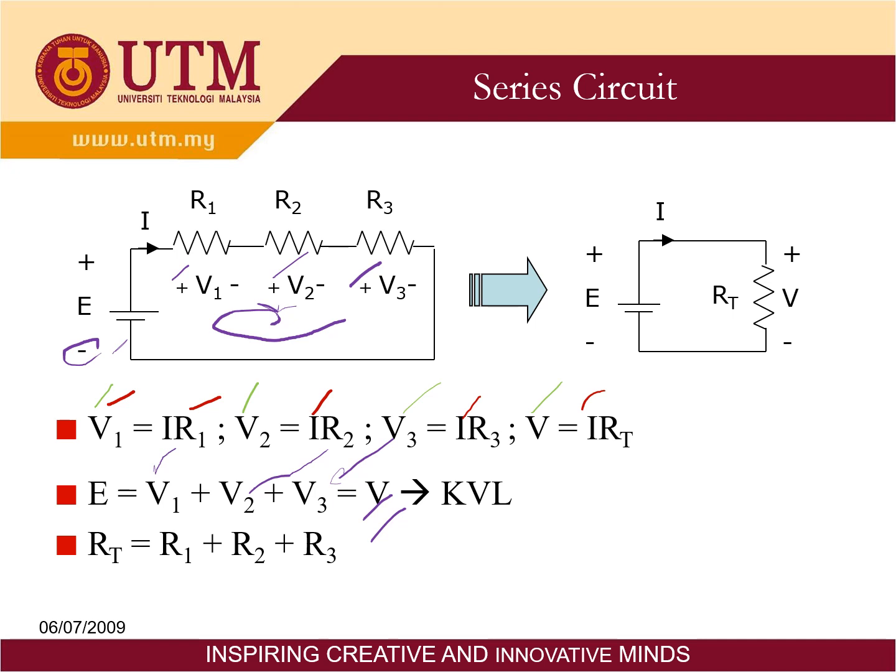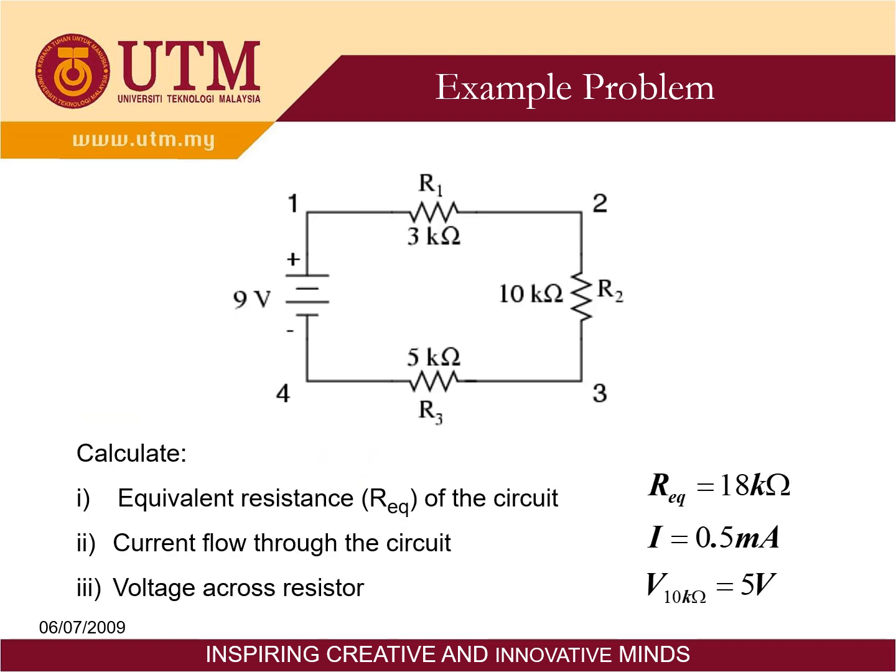So this is how to derive the series circuit calculation for the resistance. Here I give you a simple example. This is a circuit with a series configuration. There is one voltage source and three resistors. So first question, find the equivalent resistance, or Req, of the circuit.